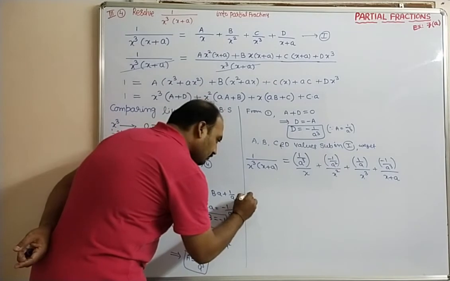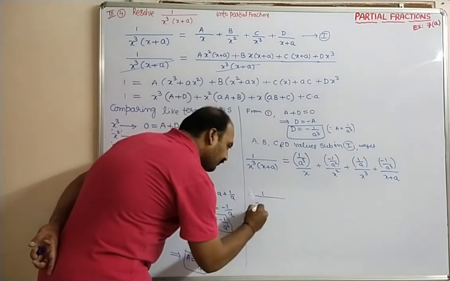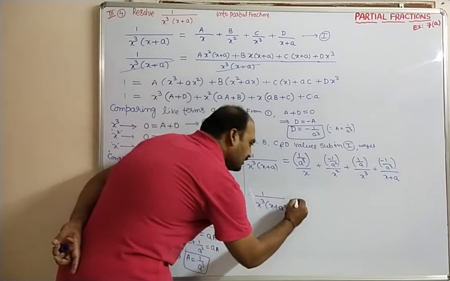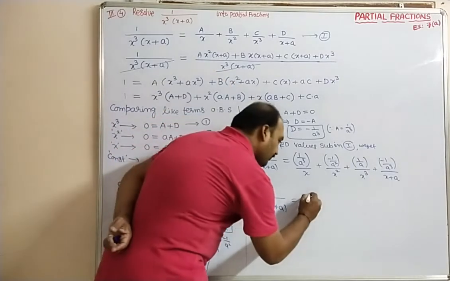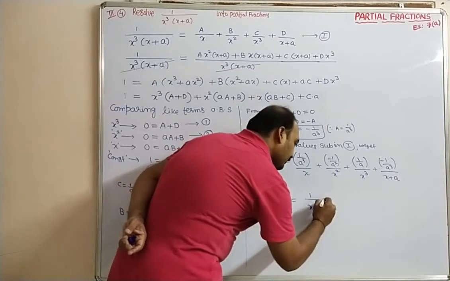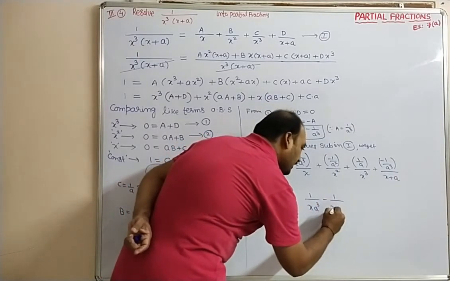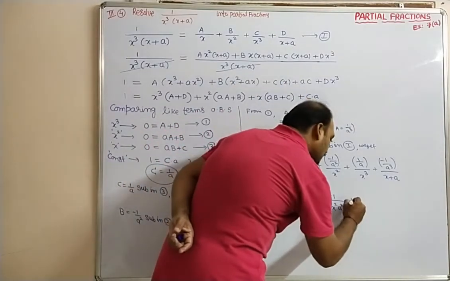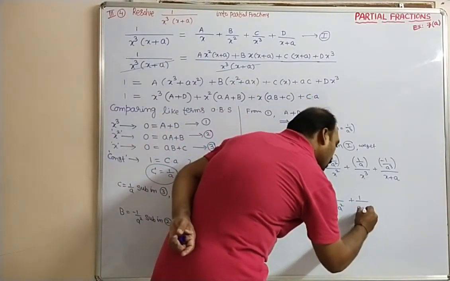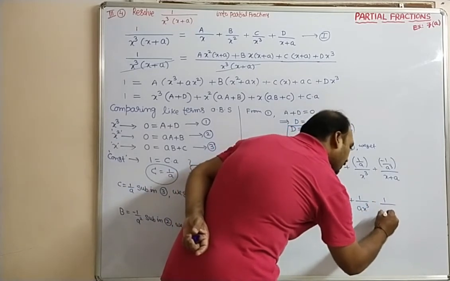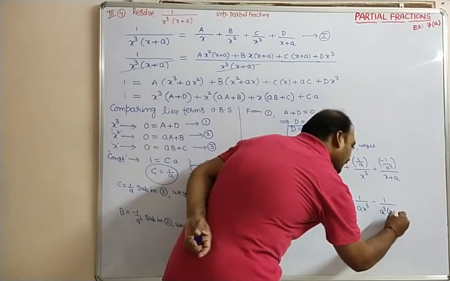Therefore, 1 by x cube into x plus a can be expressed as 1 by x a cube, minus 1 by x square a square, plus 1 by a x cube, minus 1 by a cube into x plus a.